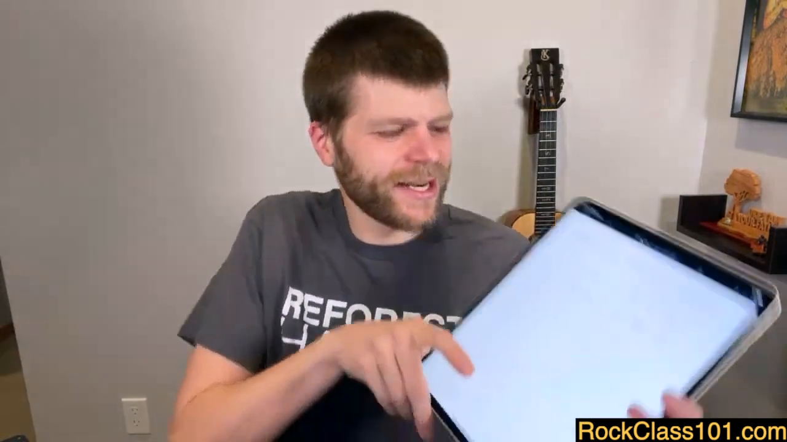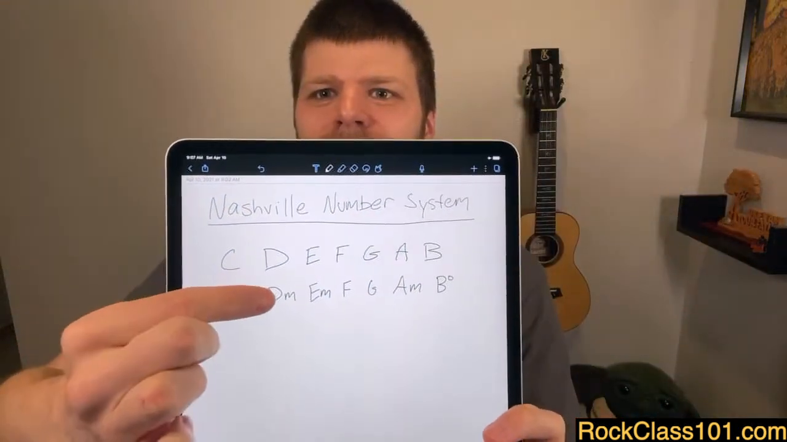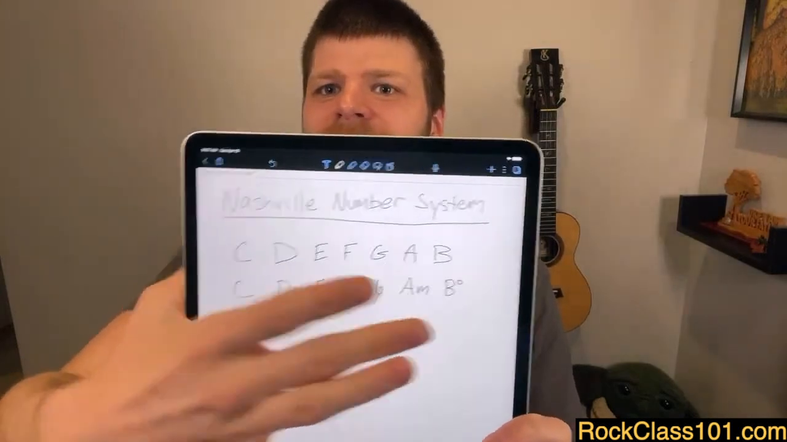We make sure that it has a major chord for the first one, then minor, minor, major, major, minor, diminished. And you can see what I said there lines up with this. Major, minor, minor, major, major, minor, diminished.